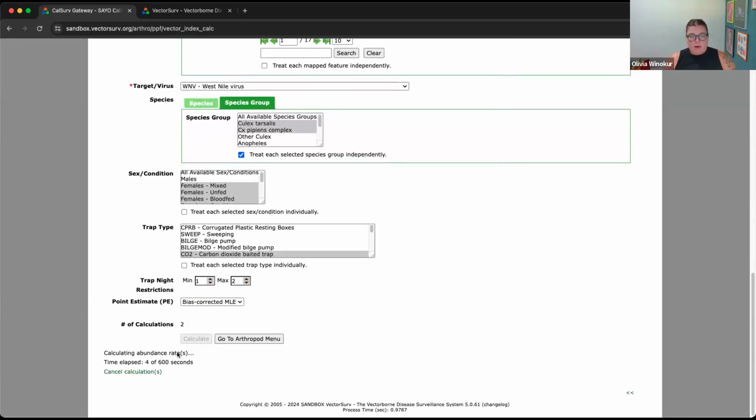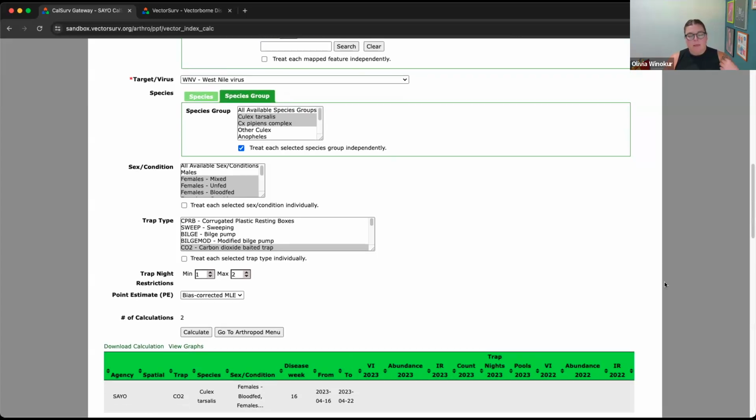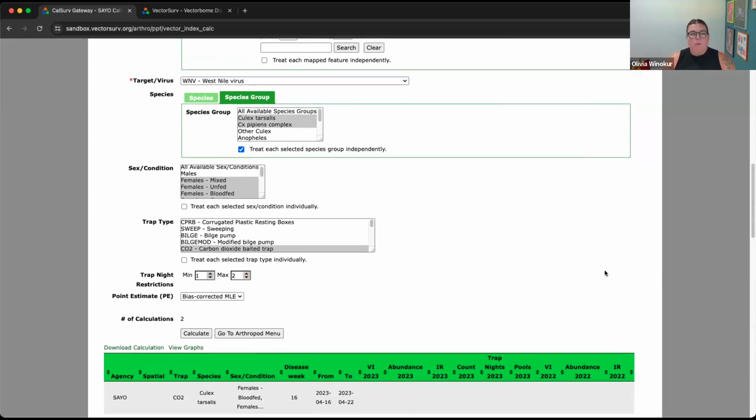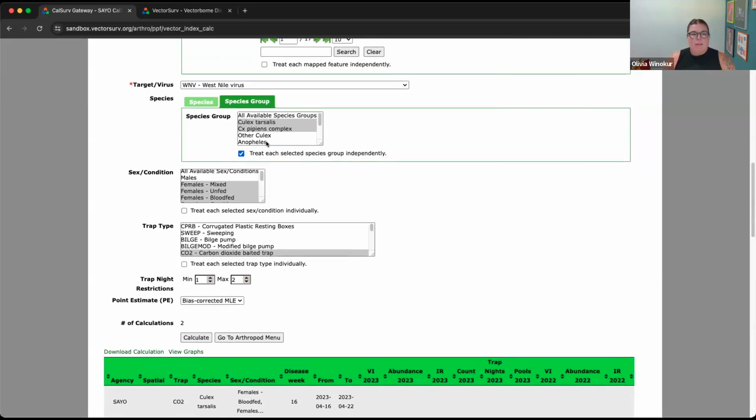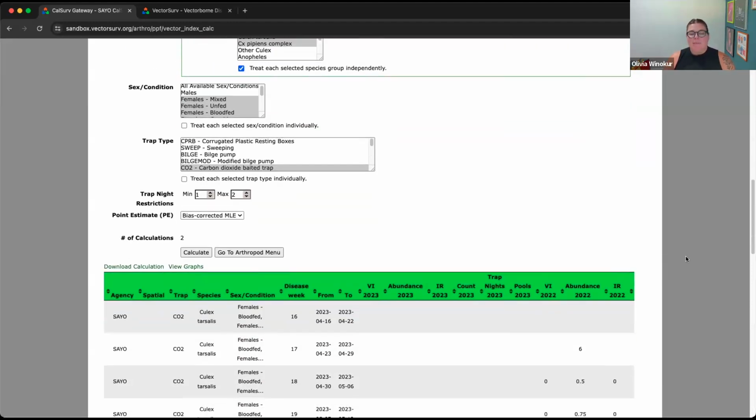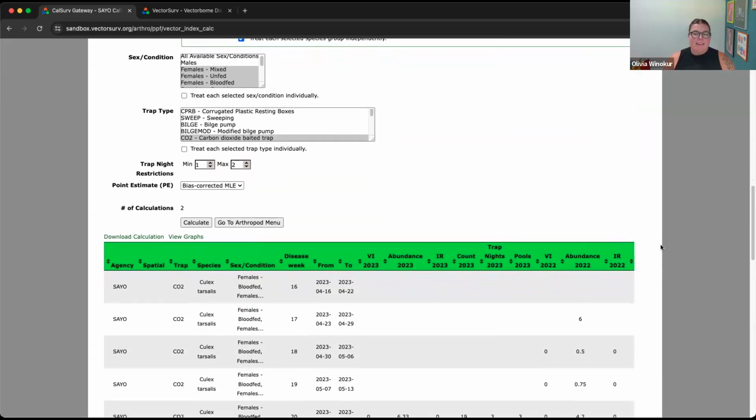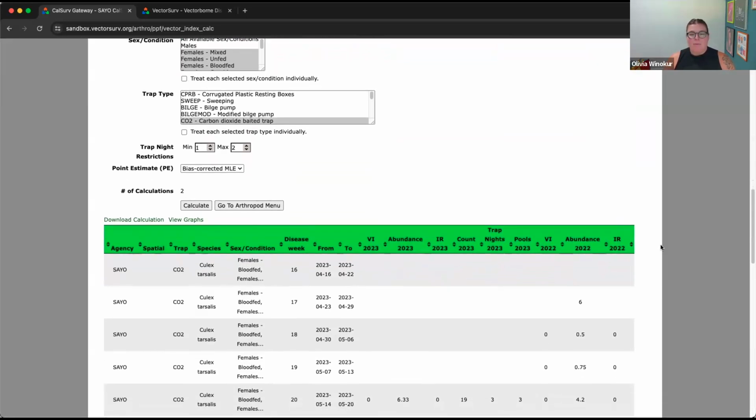One thing I want to point out is with these calculators, as you're running them, you'll see that it's allowing for up to 600 seconds, so up to 10 minutes, for the calculator to run. None of them should take that long, but if you went through and you selected every species and treated each one separately, every trap type, and you ended up with a ton of calculations, it might take the calculator quite some time to run. It'll time out after 10 minutes. I wouldn't expect that you'll hit 10 minutes, but maybe.